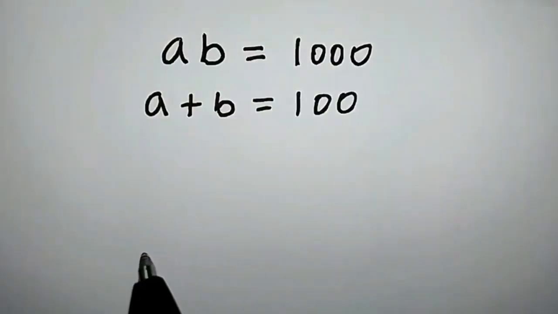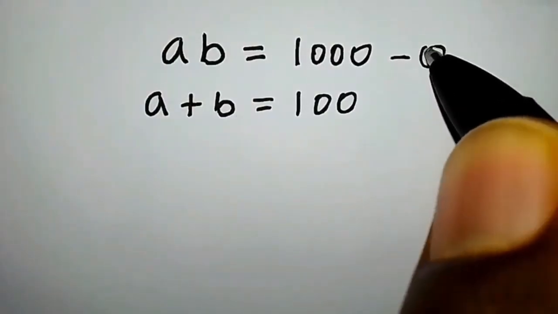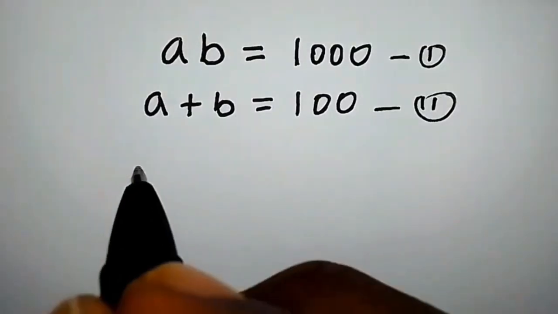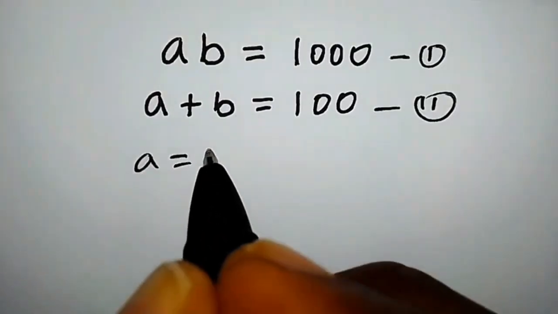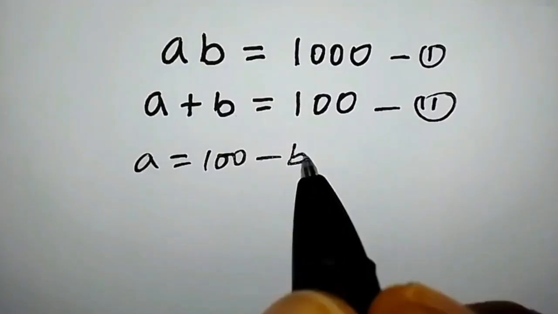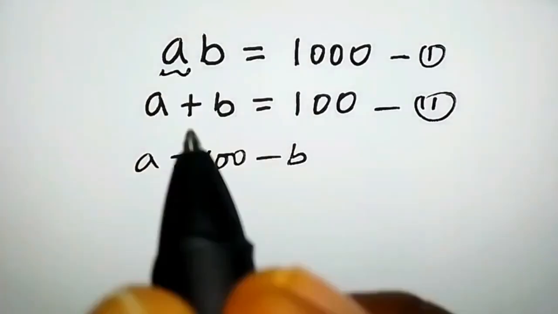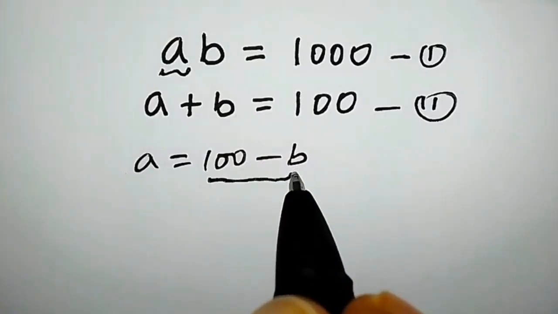How do we solve for a and b? Let us call this equation 1 and this equation 2. From equation 2, a is equal to 100 minus b. The next thing we are going to do now is to replace this particular a with 100 minus b.